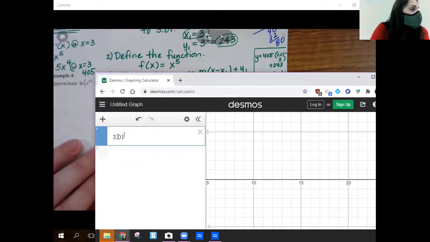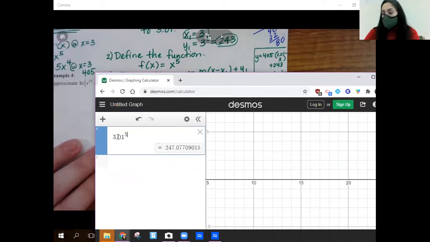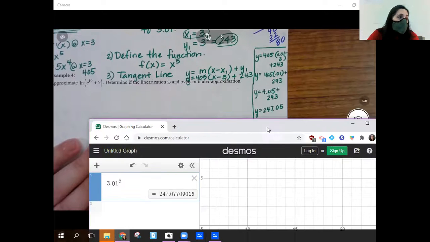3.01 raised to the 5th power. Very close. 247.0770915. But I mean, we're very close. Super close. Notice our answer is smaller than the actual answer. Our tangent line approximation is less than or under the actual curve.